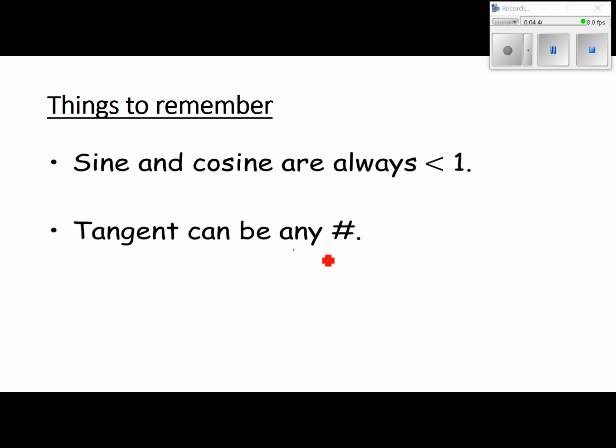Sine and cosine always got to be less than 1. What I mean by that is it's always got to be something like 0.2, 0.3, 0.4, 0.5. If you have a number out in front of this and you're dealing with sine or cosine, then you did something wrong or your calculator's not set up right. Tangent can be any number, so it could be like 17.2834. It's all right to have something bigger than 1, but for sine and cosine, it's not.